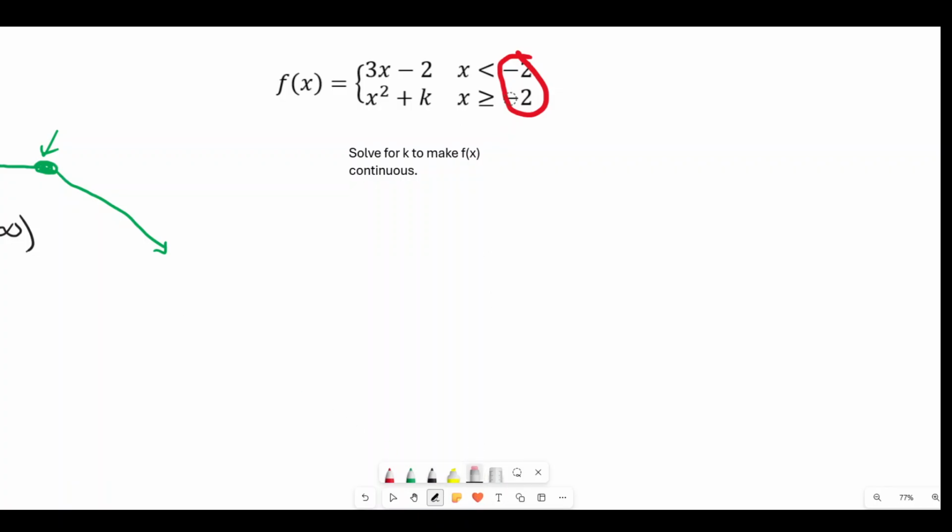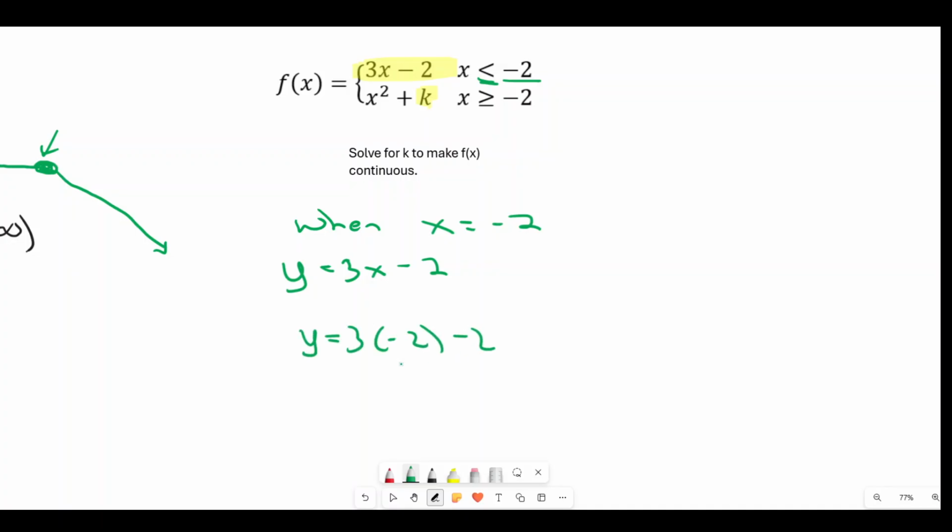And I want them to be continuous. My goal is to make them continuous. So k is what I don't know. So I'm not going to look at that first. I'm going to look at what I know. I know everything about that first function. So when x equals negative 2, what does this function do on the graph? Where is that point on the graph? Now again, it's going to be an open circle, but it's still where that part of the function ends up. So if I sub negative 2 into the equation, I get y equals negative 8.